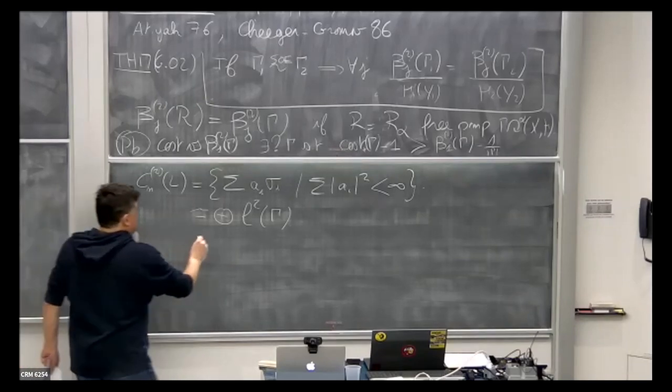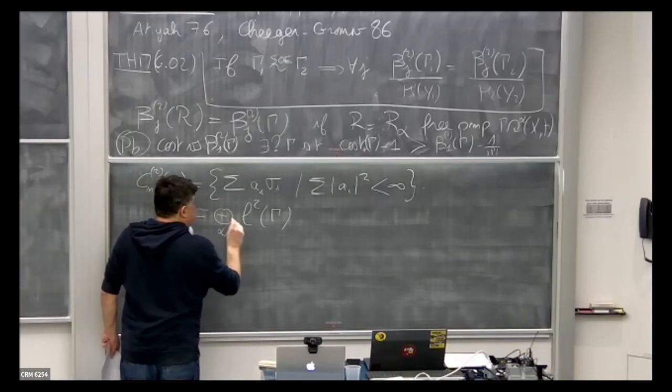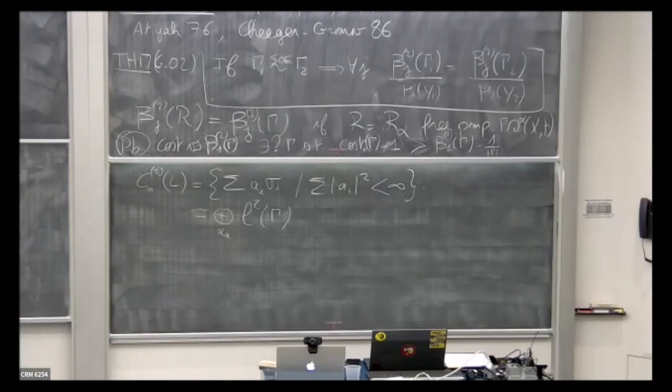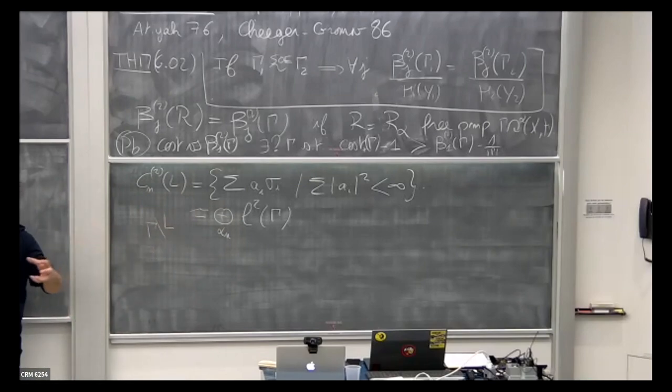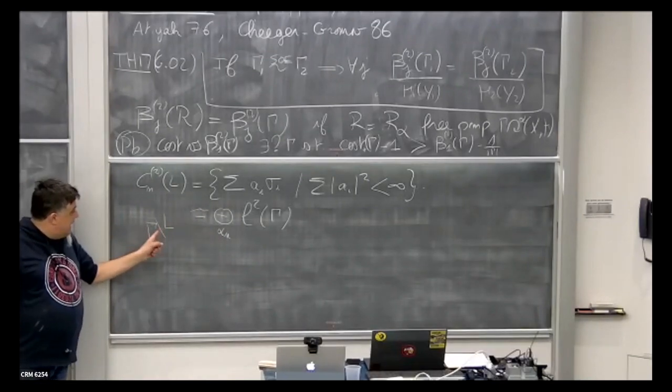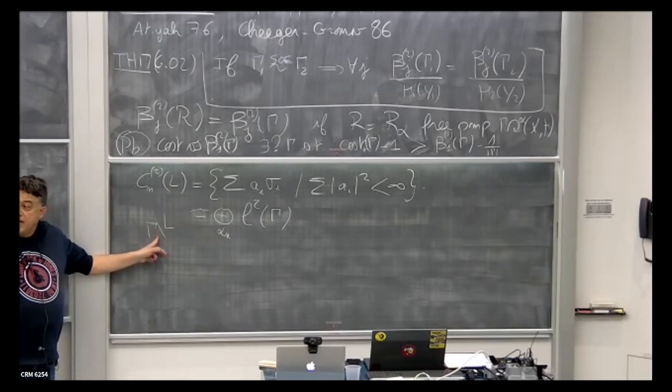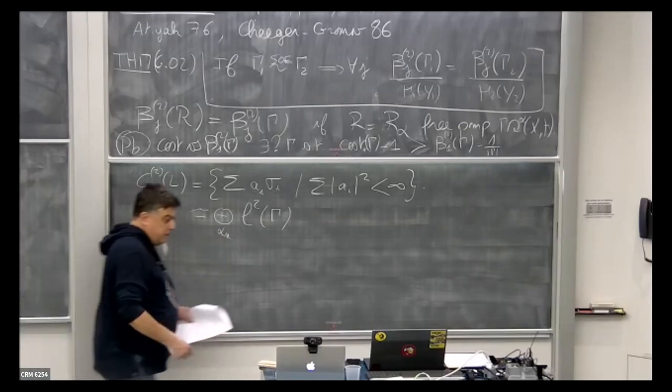Okay, so alpha_n is the number of orbits. How many cells do you have in L modulo gamma? In dimension n, you have finitely many cells, which means that upstairs you have finitely many orbits. And this alpha_n is the number of n-cells in the quotient. This makes sense? Okay, good.